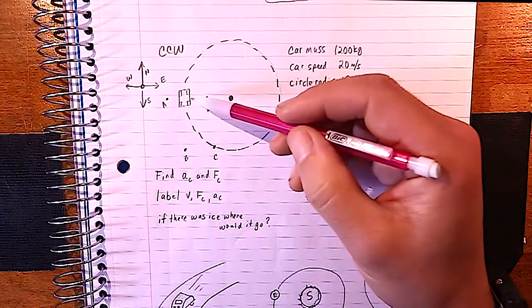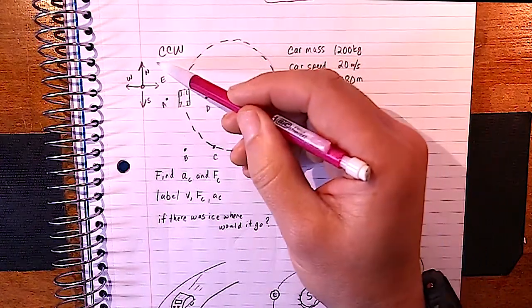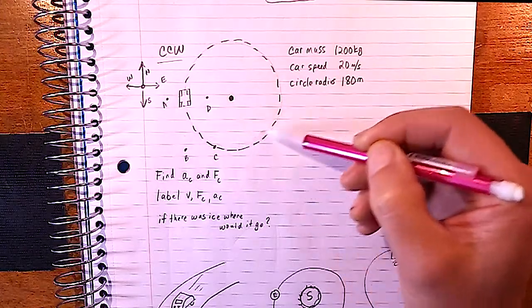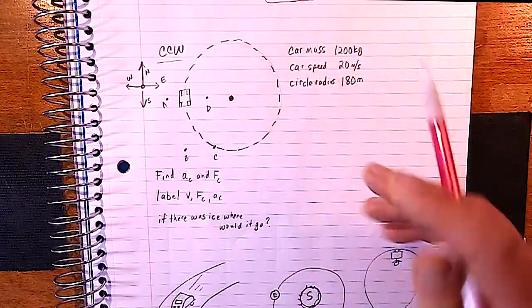Let's say we have a car that's traveling around in a circle counterclockwise. So that's going to be this direction right here.